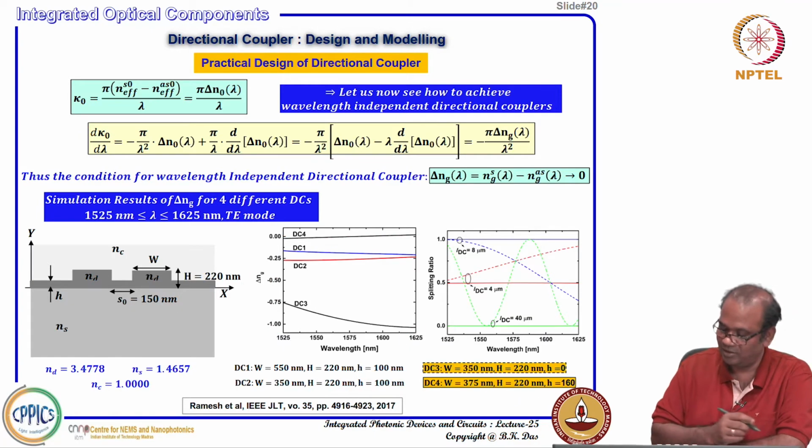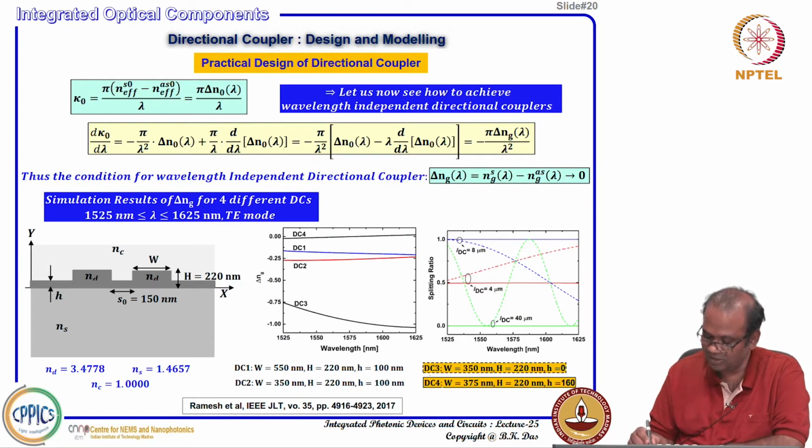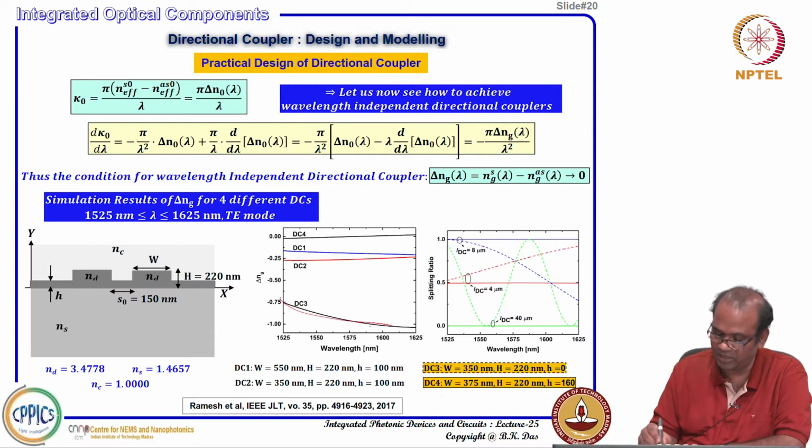You check, I have taken DC3 and DC4. DC3 is the highly wavelength dependent one and DC4 is the less wavelength dependent one.